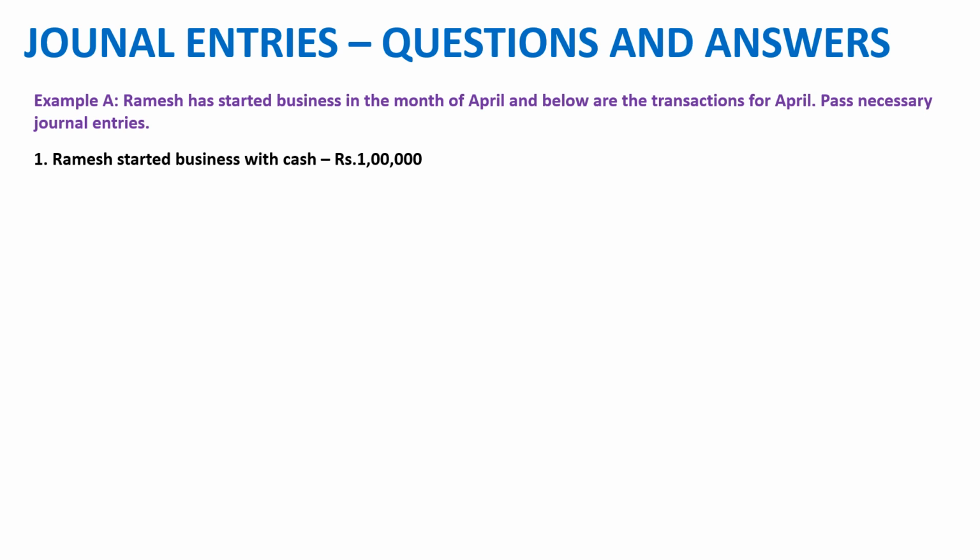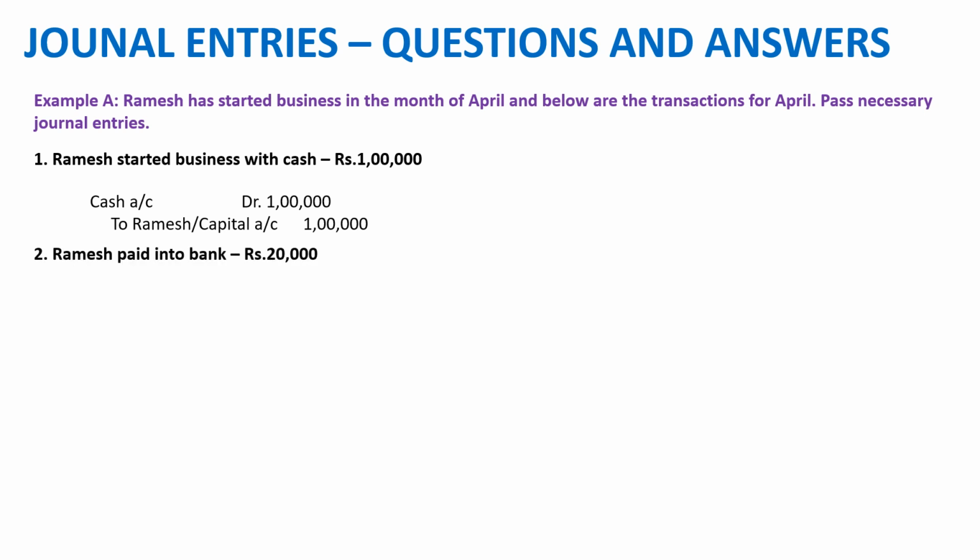Here, if you see, there are two accounts: one is cash, one is Ramesh. Cash is an asset. So if Ramesh is bringing cash to the business, the cash balance will increase, or you can say the asset will increase for the business. Hence cash will be debited, and Ramesh will be credited because Ramesh is capital and capital is increasing for the business. So the entry we are going to post is: Cash account debited to Ramesh 1 lakh.